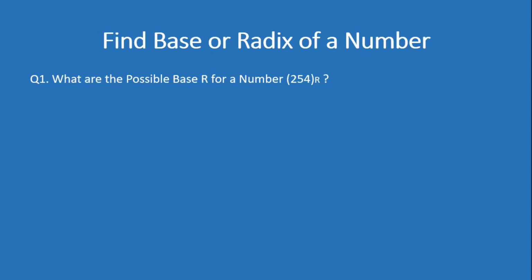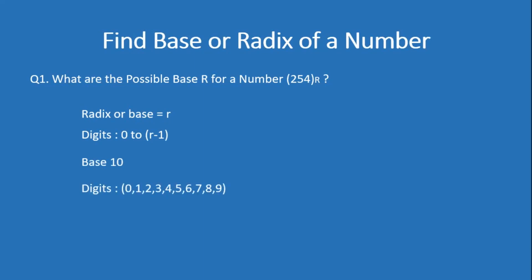First of all, we know that if the base is r, then what are the digits? Digits start from 0 and go up to r minus 1. If the base is 10, then what are the digits? Digits start from 0, 1, 2 and go up to 9. If the base is 2, then the digits are 0 and 1.